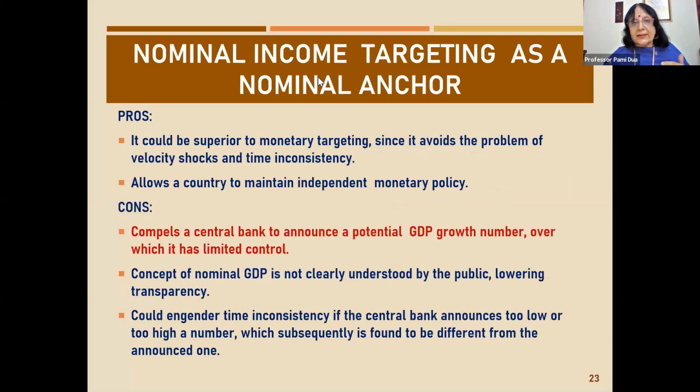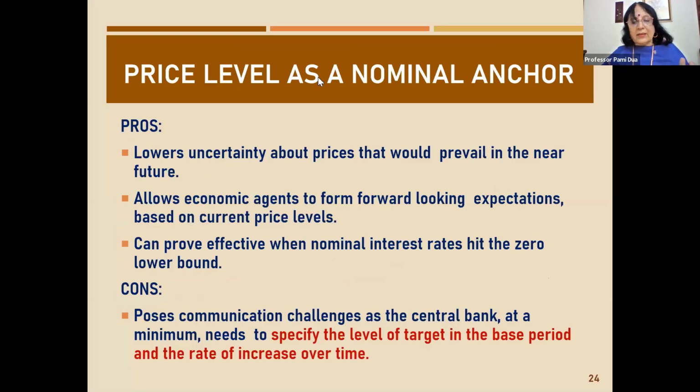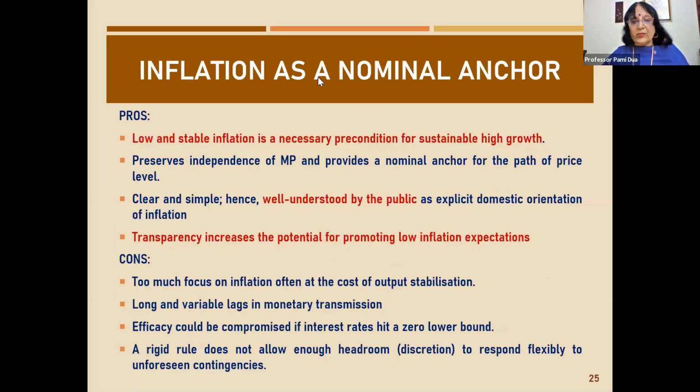Then it rejected national income or GDP targeting as a nominal anchor, because to do that, the central bank has to have some notion of the target of GDP growth, which is difficult to do. And then price level, the committee said there's no point looking at the price level, you might as well look at the inflation rate. And therefore, the inflation rate was chosen as the nominal anchor.